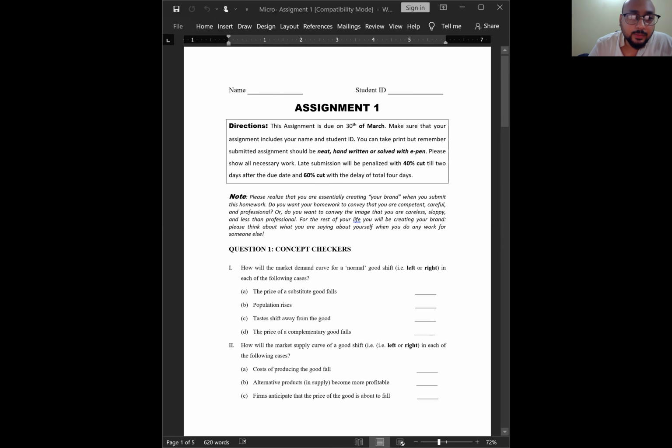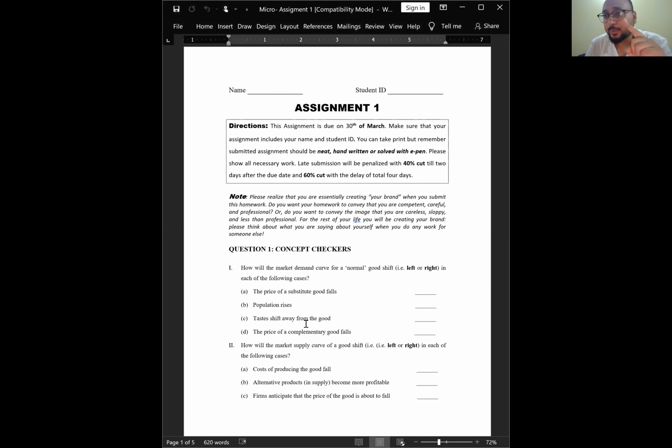You understand well. So let's just talk about this. Number one, how will the market demand curve for a normal good shift in each of the following cases? Normal good, which means this belongs to demand and under variable consumer income. So what is a normal good? If your income rises, demand shifts to the right. So that is a normal good. That's why you should remember that one. When your income rises, demand has to shift to the right. Or if your income decreases, demand shifts to the left. That is the normal good.